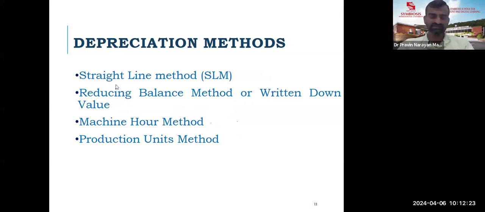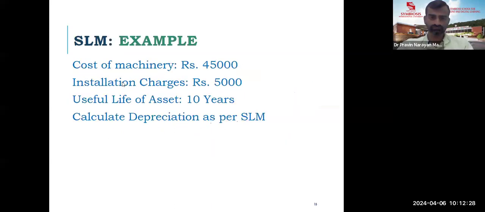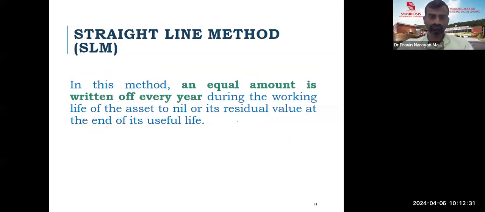So let's understand one by one. First is the straight line method. As the name suggests, straight line. So depreciation is calculated on the straight line method. It is one of the most commonly used methods, or we can say techniques, for calculating the depreciation value on tangible assets over a useful life.